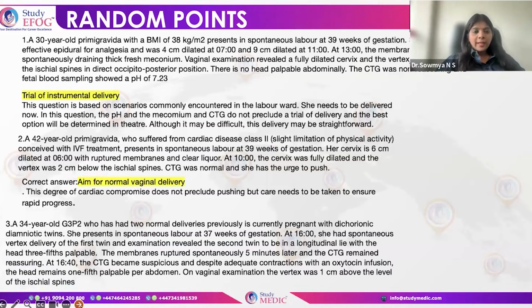Okay. The next one, this is one of the exceptional cases: multiparous, previous normal deliveries, there are twins, DCDA twins. She presents in labor at 37 weeks, vertex first twin and second twin again with a longitudinal lie, membranes ruptured spontaneously, CTG remained reassuring. Then at 1640, CTG became suspicious and despite adequate contractions with oxytocin infusion, the head remains 1/5. Vaginal examination was vertex 1 centimeter above the level of the ischial spine.